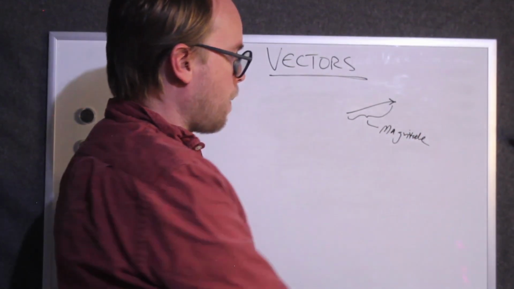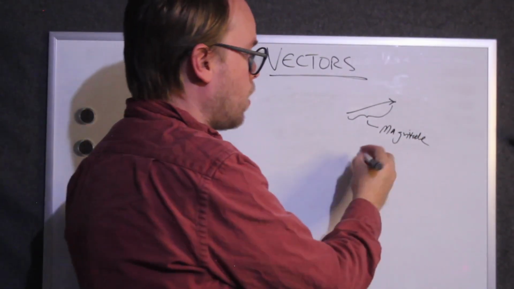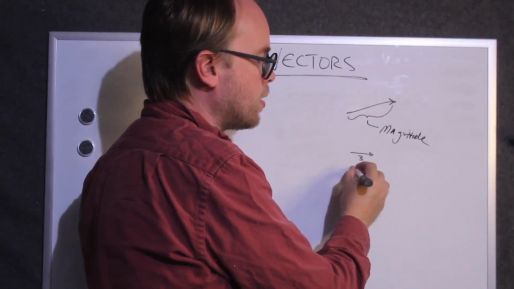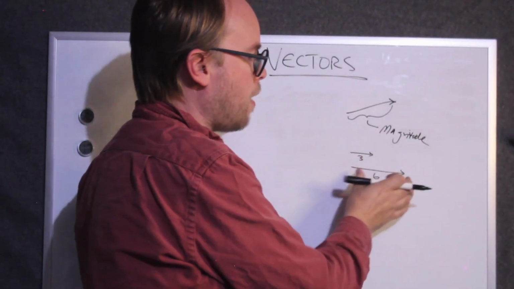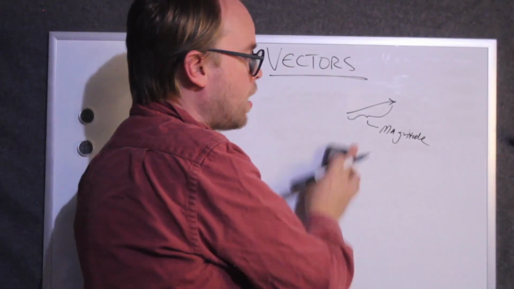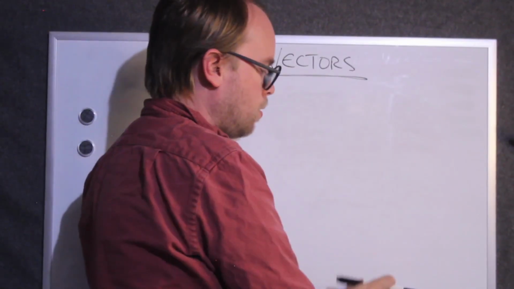Oh my goodness, I can't write today. So, if you have one vector that's 3 and another vector that points in the same direction that's 6, you have to draw it as double the length. So that's the graphical representation of a vector.